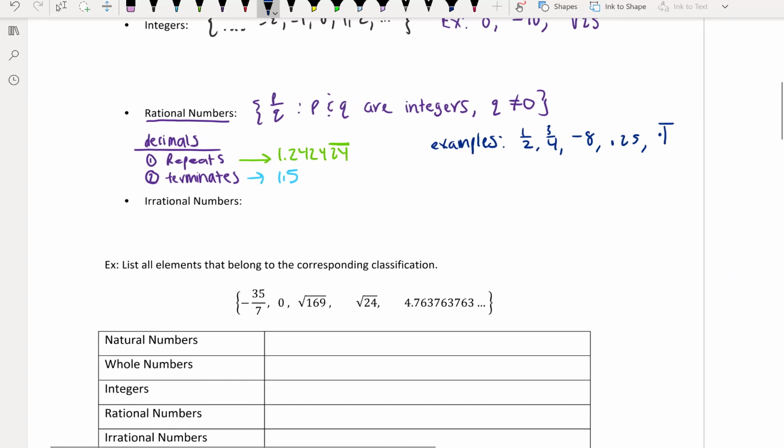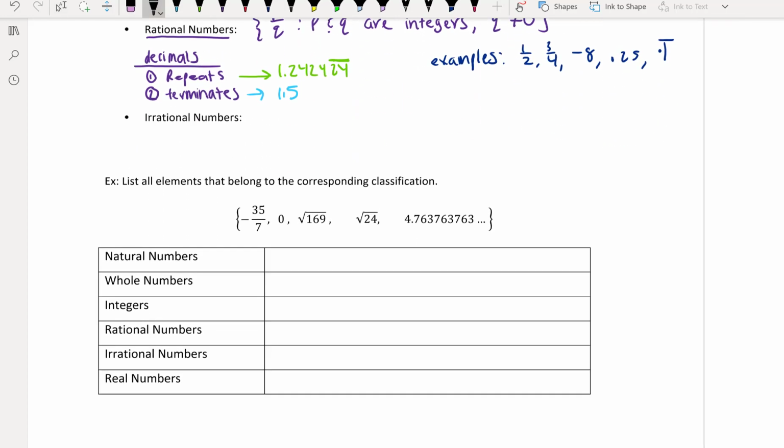Now, an irrational number. If I'm thinking about an irrational number, it's any number, let's say x, such that x is not rational. And again, if you're thinking, Cindy, can you please give that to me in English? Well, these are decimals that don't repeat and don't terminate.